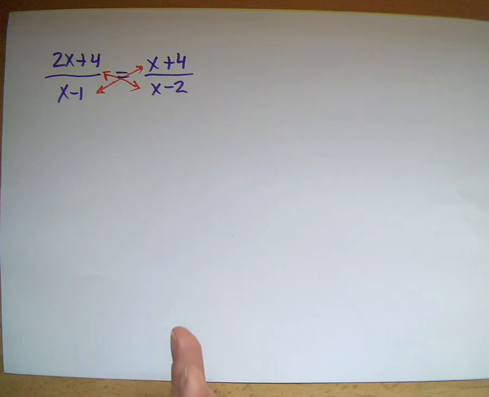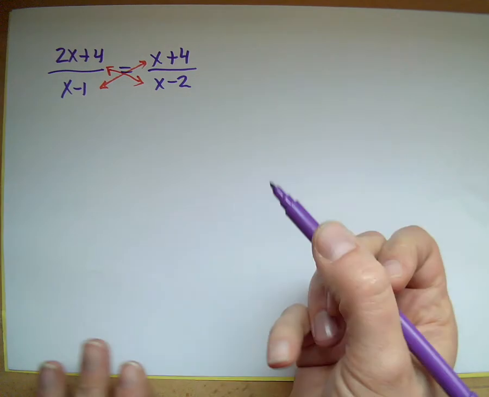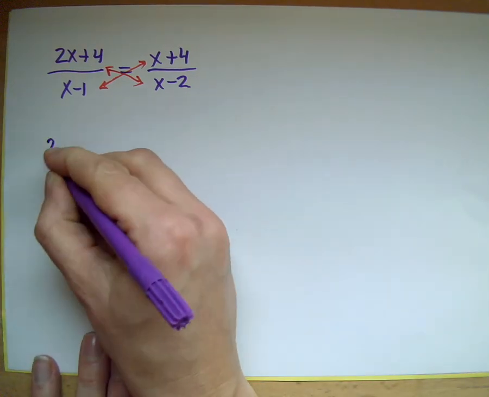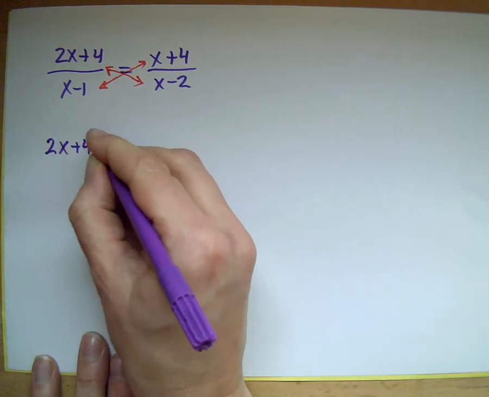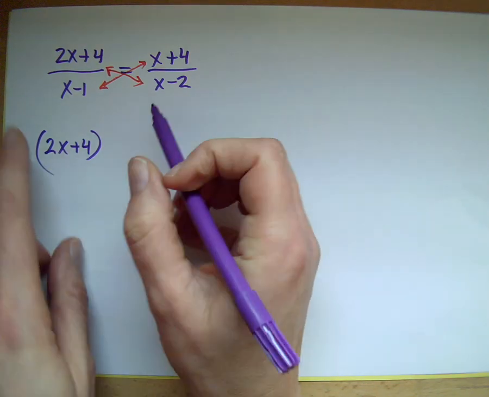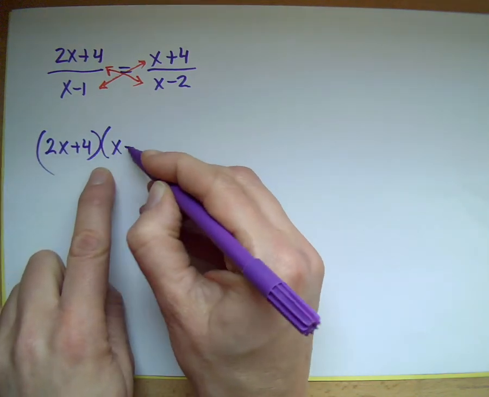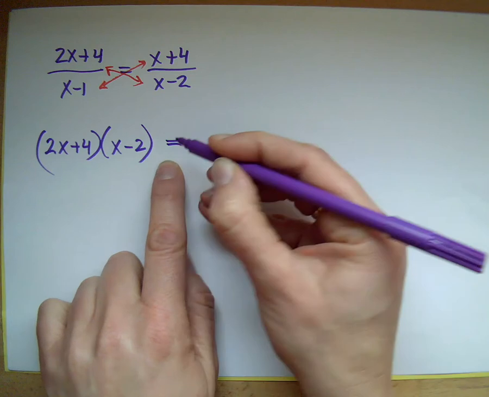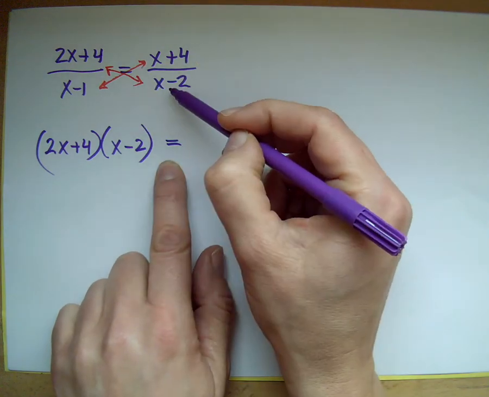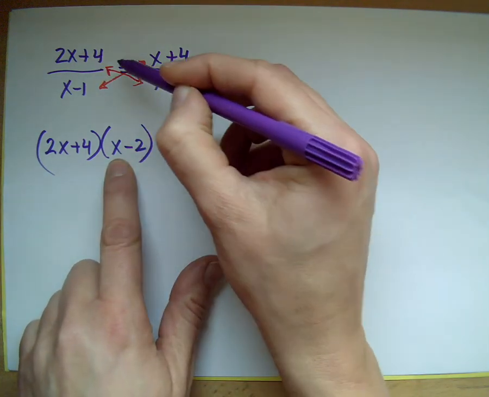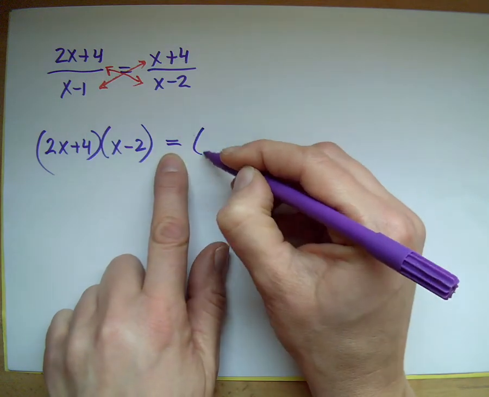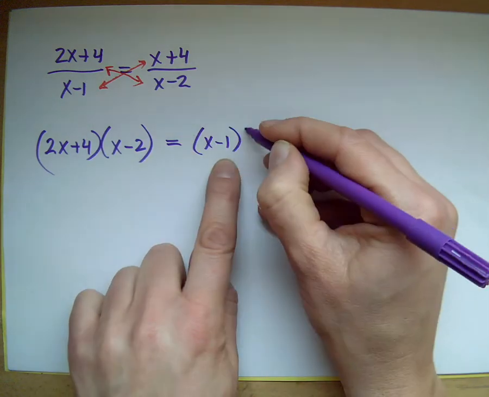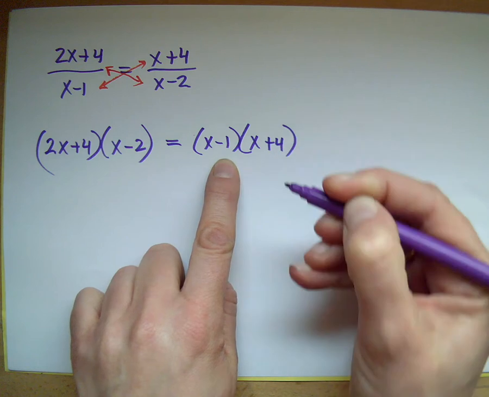It's an equation, and on either side of the equal sign there's one fraction and not a lot of other stuff added to it. Okay, so we can cross multiply in this case, which gives us 2x plus 4. Need the parentheses because we multiply the entire expression, right? Times x minus 2 equals, let's do that one first, x minus 1 times x plus 4.